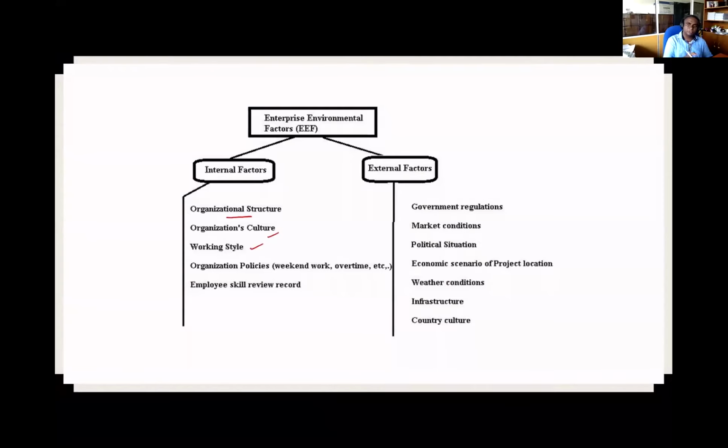The way that you work in a projectized organization is different from that of a functional organization. The policies, skills review records, government regulations, market conditions, the political situations, those are all factors in your project. The weather: if you start a project in March, then from April to May you'll have a time where people don't work normally because of Nivea and Vesak and everything. Weather condition, the infrastructure that you have, the culture, the technological advances, those are enterprise environmental factors that you have to take into account in implementing a project.